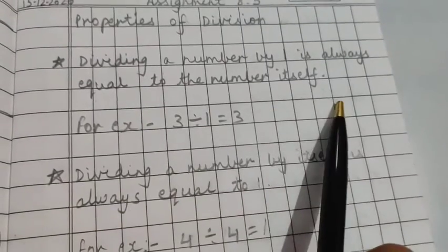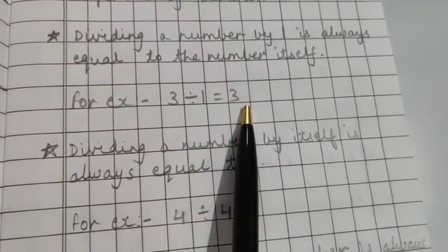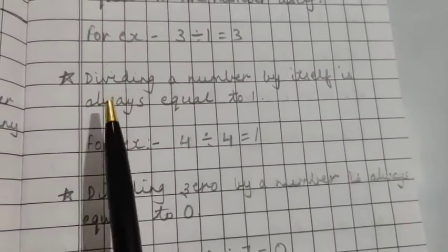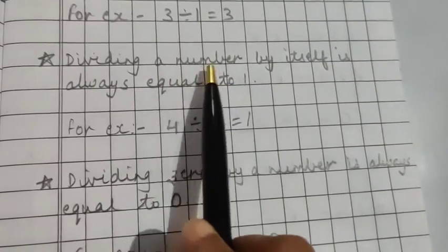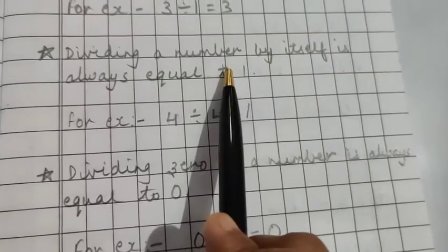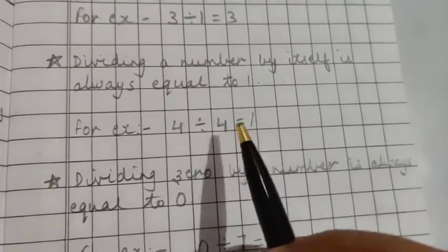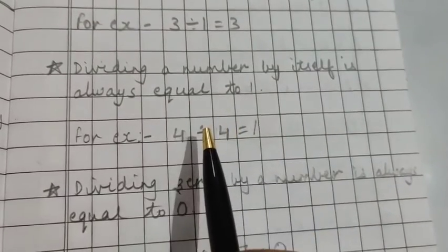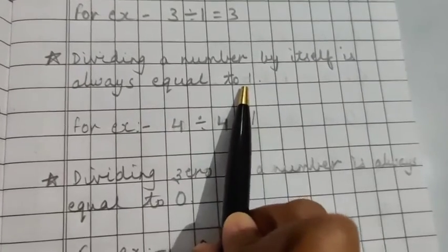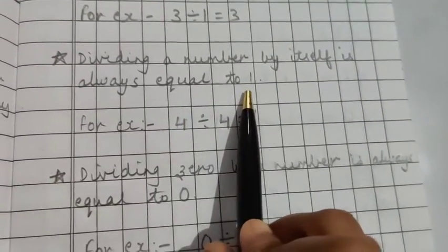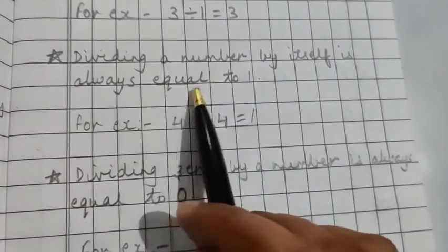We will write it here in our notebook. Okay, for example, 3 divided by 1 is equals to 3. Yes. Now second property is dividing a number by itself is always equal to 1, right? अगर हम किसी भी नंबर को डिवाइड करते हैं उसी नंबर से, है ना, suppose that I am saying that you have 10 chocolates and you have to give those chocolates to 10 students, so each student will get 1 chocolate, right? So that is what the answer is, right? Whenever we divide a number by itself, the answer is 1 only.